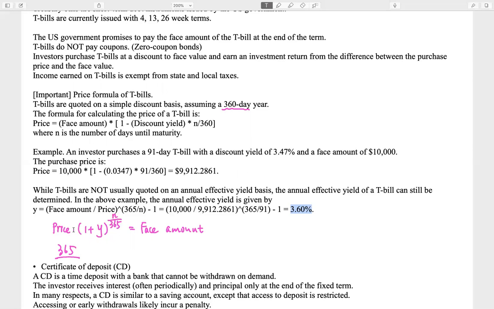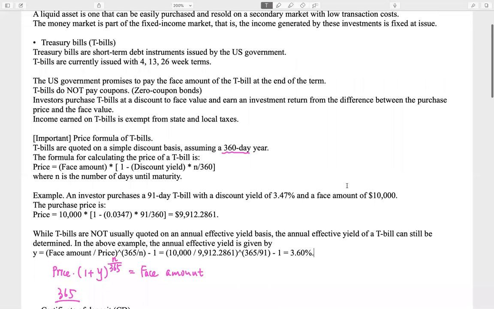Discount rate. We used to use I to denote the annual effective interest rate. So I and D are different. That's not surprising at all. That's Treasury bills.